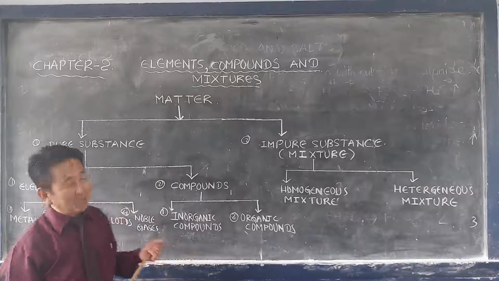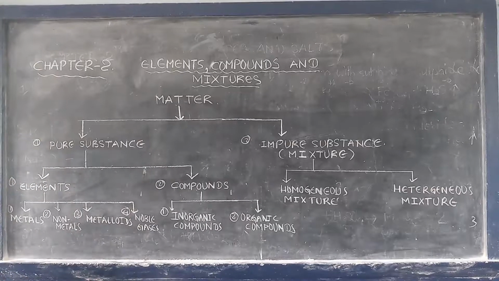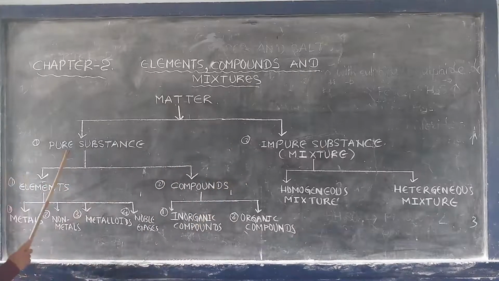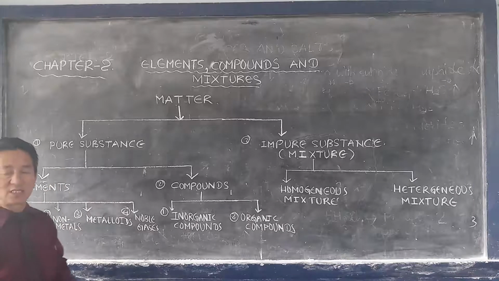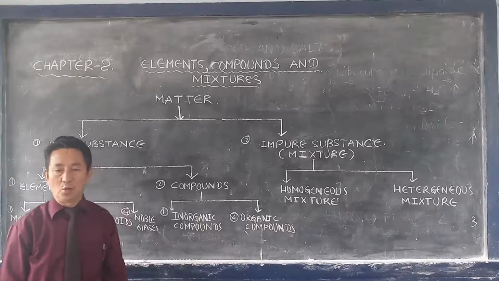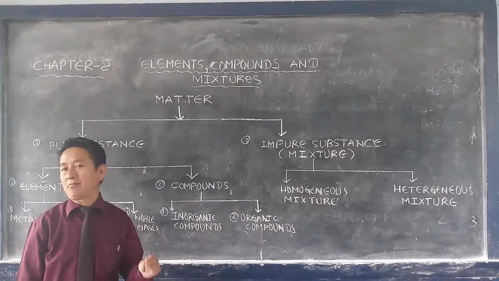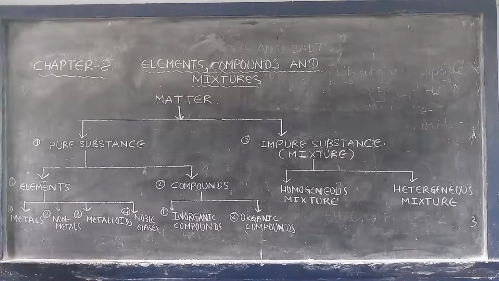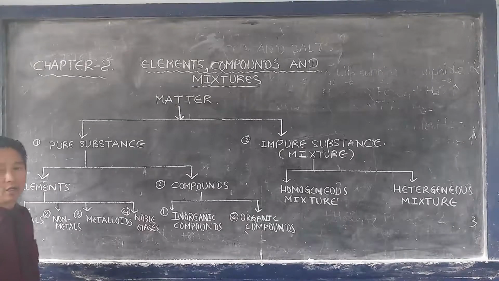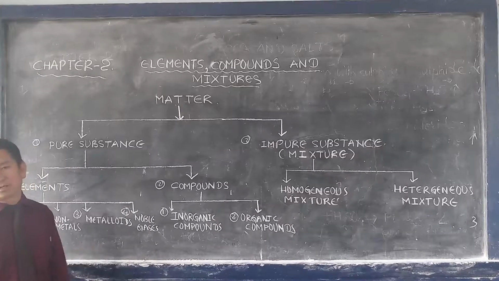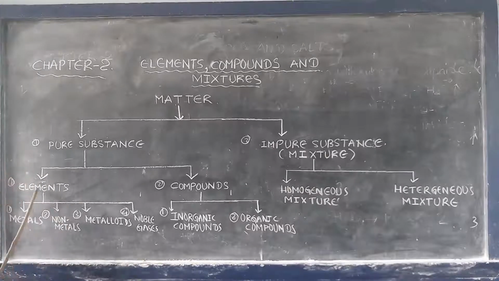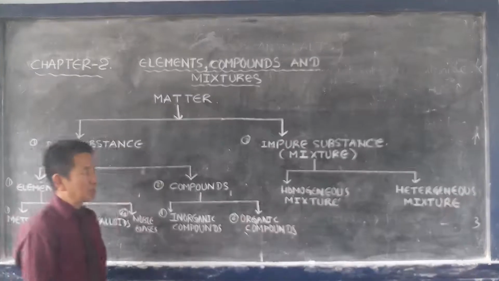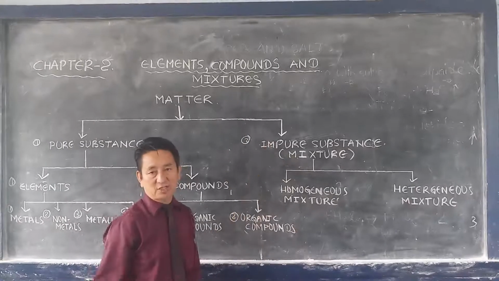Now here, matter can be classified as pure substance and impure substance. What is a pure substance? A pure substance is a kind of matter which consists of the same type of particles. Further, they cannot be separated into their components by any physical means. Elements and compounds are pure substances. Next, mixtures are impure substances.